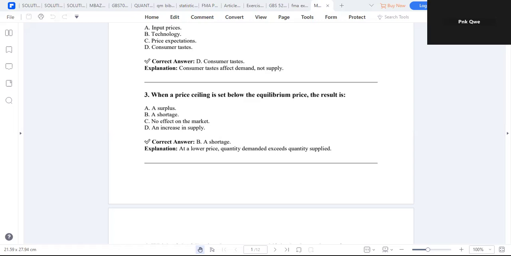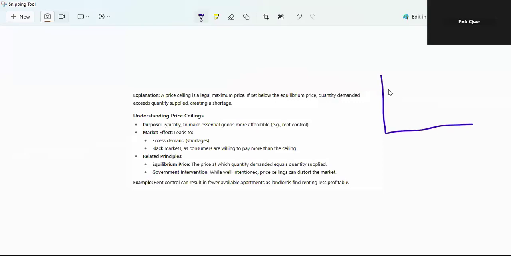So a price ceiling is simply an intervention that the government makes. It's a legal maximum price that is set below equilibrium. So a price ceiling is a legal maximum price that the government sets below the what? The equilibrium price. We know that equilibrium is where demand and supply meet. Here we have the equilibrium. Below the equilibrium, the government will set a what? A price ceiling.